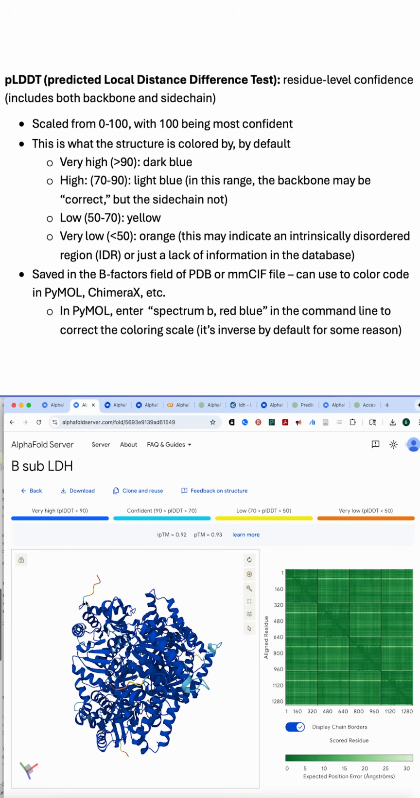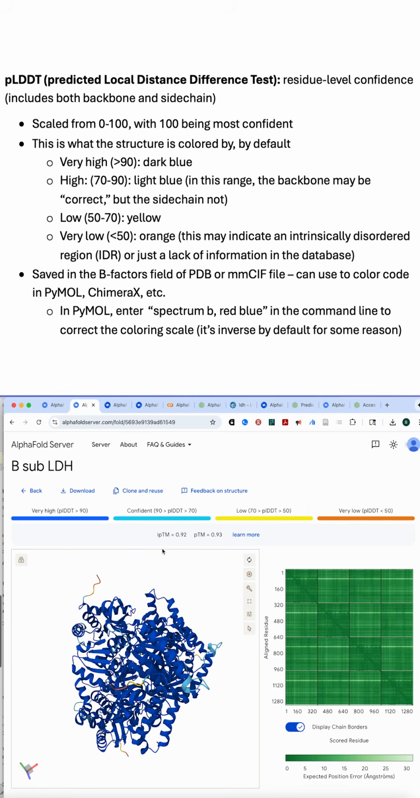These values are going to be saved in the B factor section of a file. And so if you were to go and open it in PyMol, say, you could color it by the B factor to get the coloring by that PLDDT, which again is the measure of the residue level confidence. Note too, though, that you have to enter spectrum B red-blue in the command line in PyMol because the scale is inverse for some reason. And then that'll give you the coloring like you see here. So that was residue level.